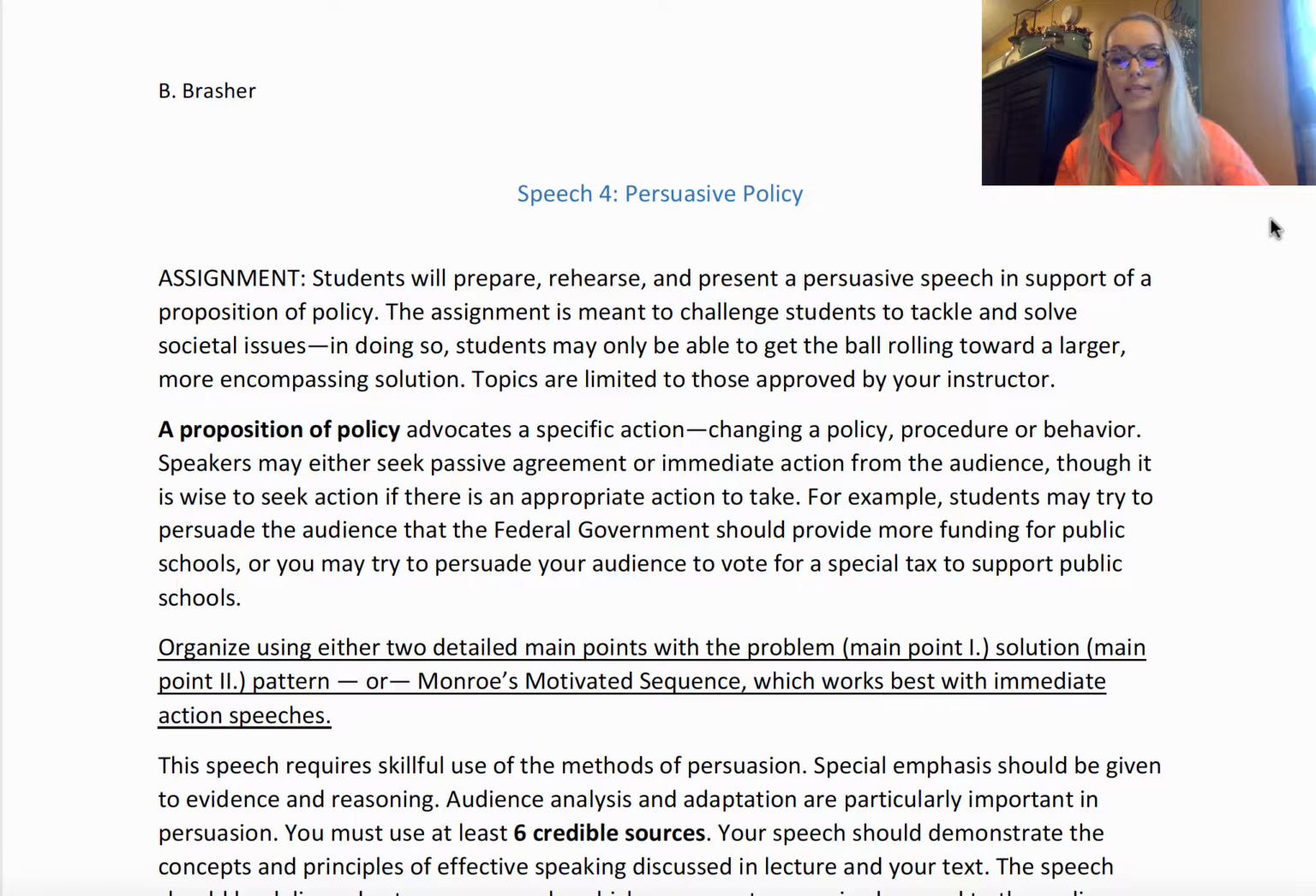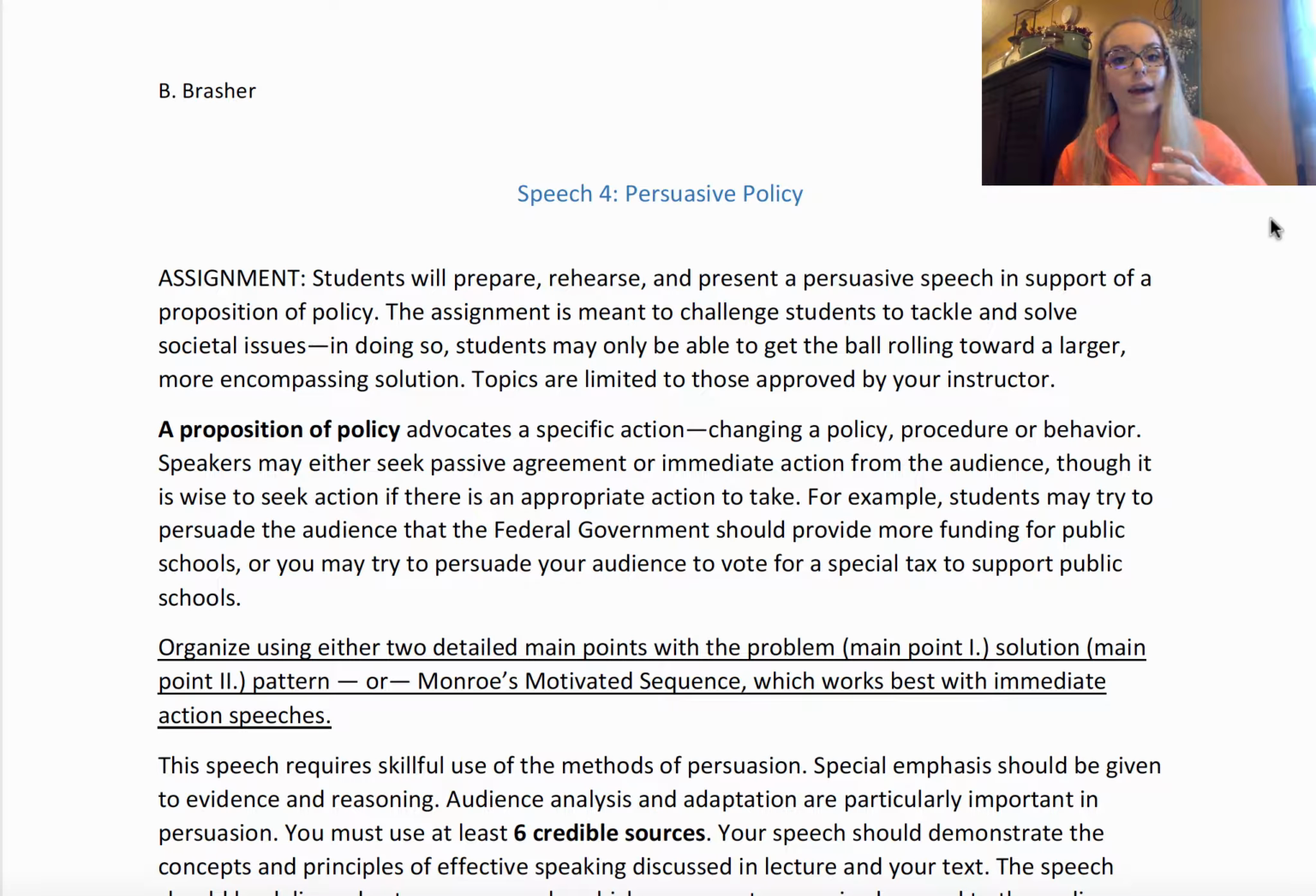So here, guys, what that means is sometimes as public speaking students, there is nothing that we can actually do to solve the problem, but we know who can, and we might be able to address how they can do so or provide some insight and ideas into how they might do so. So with the proposition of policy, you want to advocate for a specific action, a changing of a policy, procedure, or behavior, and you may seek passive agreement, which is another word for third-party agreement, or immediate action from the audience.